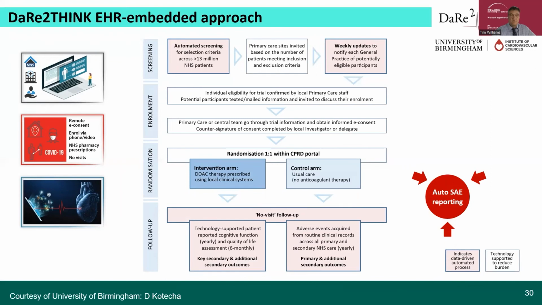If the patient then contacts the practice, they go through the information, obtain e-consent, and enroll the patient into the study. And then via the RSP platform, they will randomize either to the intervention arm, which is DOAC therapy, prescribed using the local clinical system, or the control arm, which is usual care.